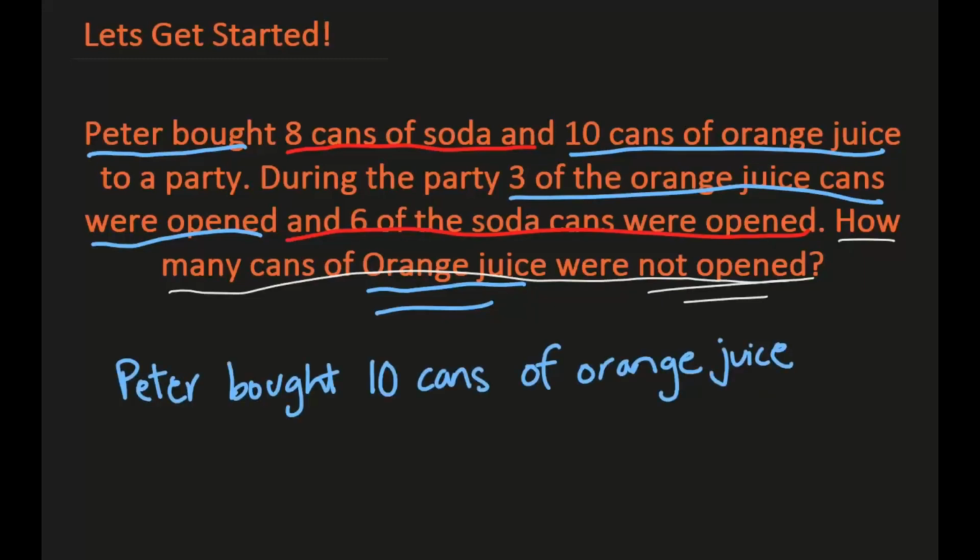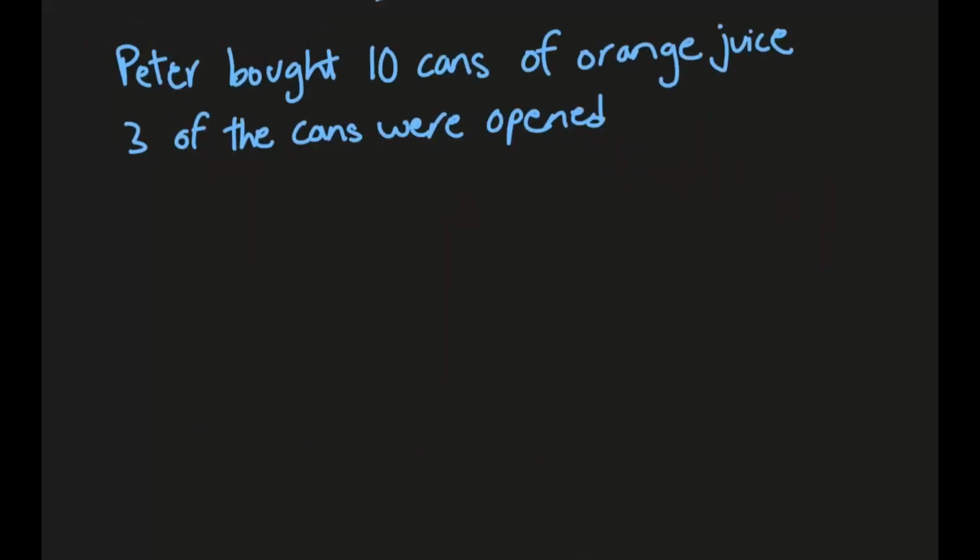So we put our first piece of information, Peter bought 10 cans of orange juice. Now let's put our second piece, which is 3 of the orange juice cans were opened. There we go. So now we will be figuring out how many cans of orange juice were not opened. First off, let's draw a picture of what we know. We know that Peter bought 10 cans of orange juice. So let's draw 10 cans. I'm going to use orange, actually, because it's orange juice.